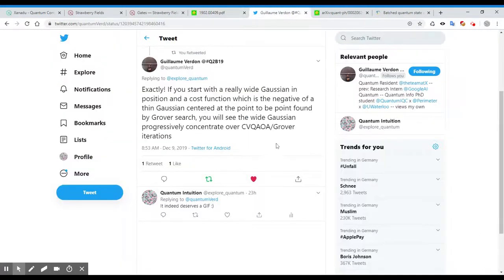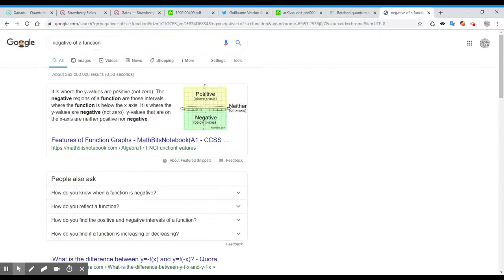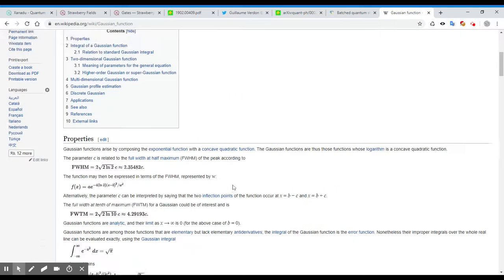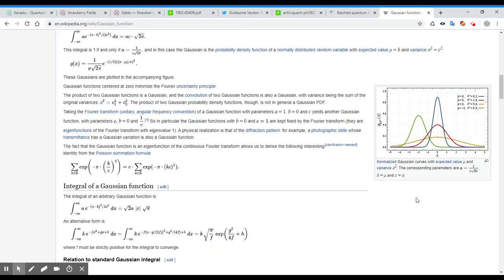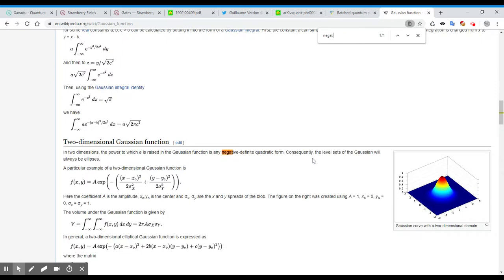So that's what he says. The negative of a thin Gaussian. So what is the... I mean, that's just the negative of a function, right? So exactly below the Gaussian function. Does this make any sense? Gaussian functions are these things here. Wikipedia. And negative.